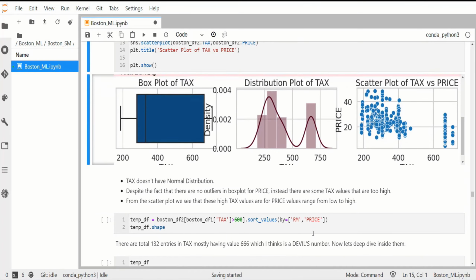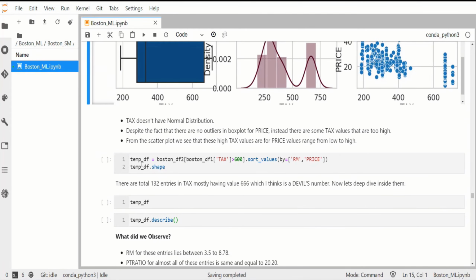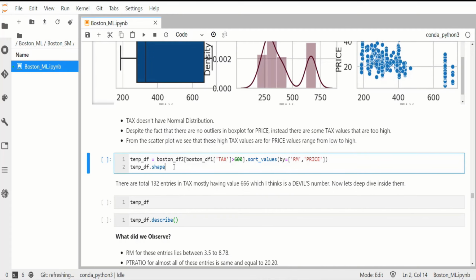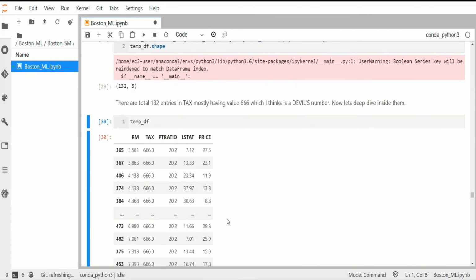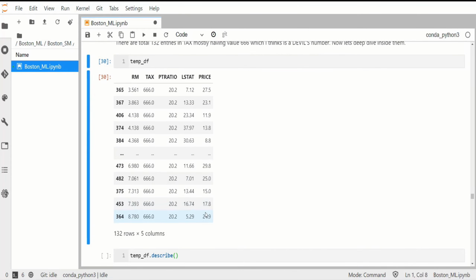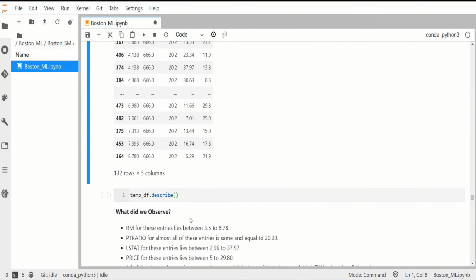Let's make a temporary variable with the name data frame. And here I'm storing the values from my actual data frame having TAX values greater than 600 and sorting it by RM value. Let's run it. So it says that we have 132 such values that meet our condition. Now let's check them. Okay, so here we have these values. Also, let's check its statistics.